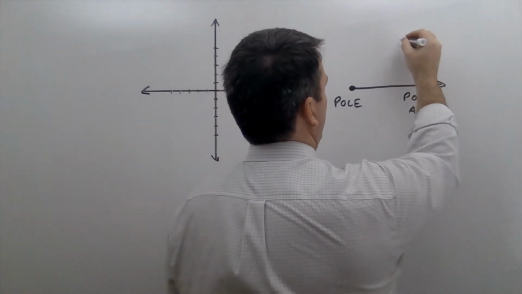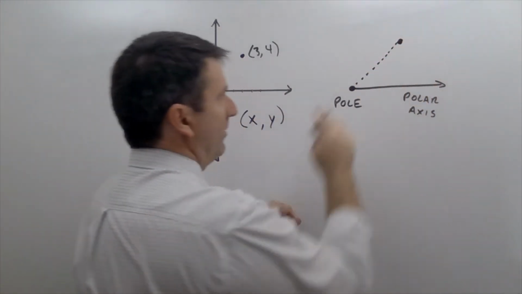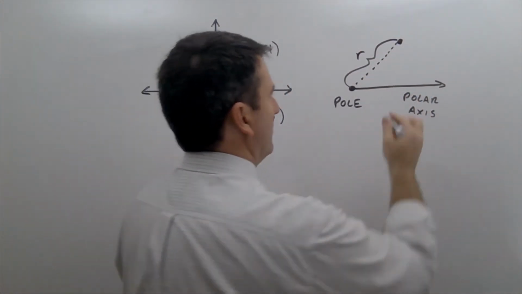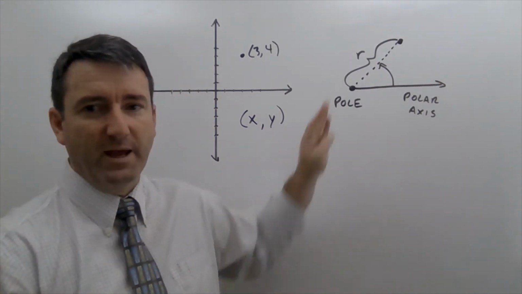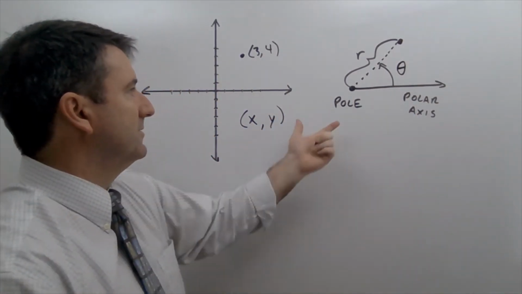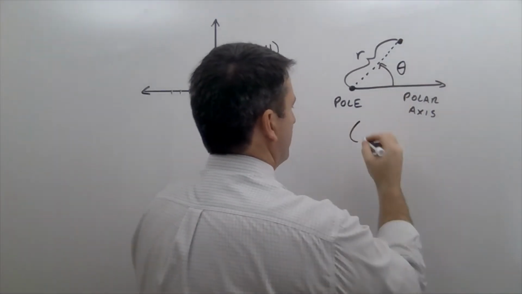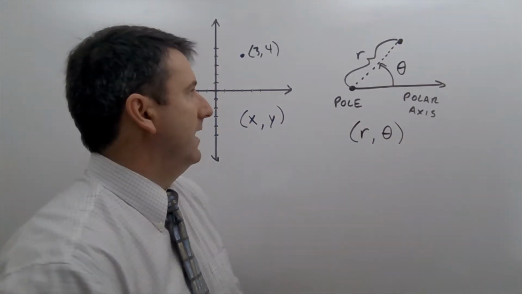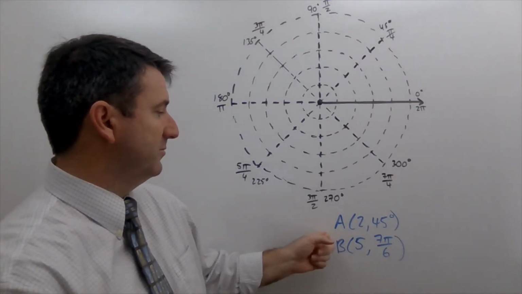So for example, if we've got some point up here, we're going to give this distance from the pole out to that point, which we're going to call r for radius. And then we're going to give this angle from the polar axis up to this line that we would make straight out to that point, and we're going to call that angle theta. So just like with rectangular coordinates, we're going to have an ordered pair, but our ordered pair now is going to be (r, theta). So we're going to get the distance from the pole and the angle from the polar axis.